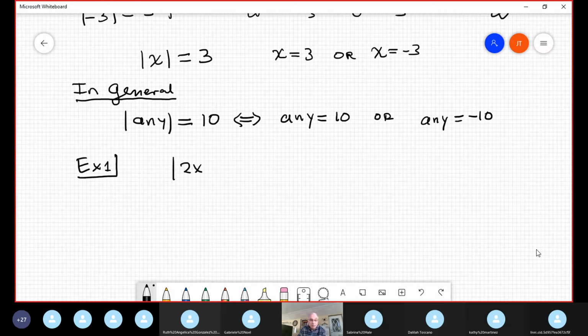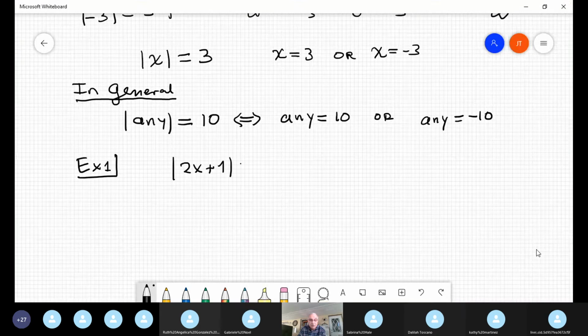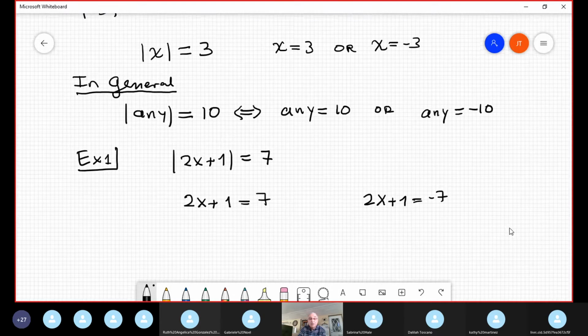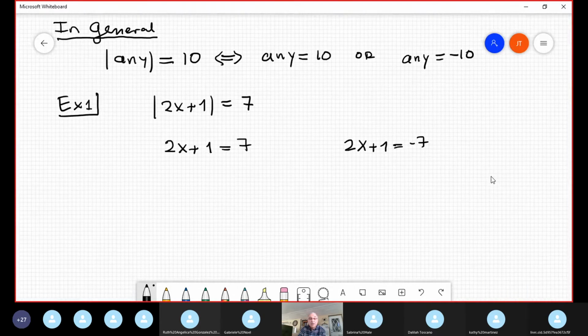Absolute value of 2x plus 1 equals 7. Okay, super. Immediately I rewrite it in that way. 2x plus 1, copied without the bar, and you put 7 and negative 7. At that moment, we have two equations, and you solve them separately. And the solution is two solutions.